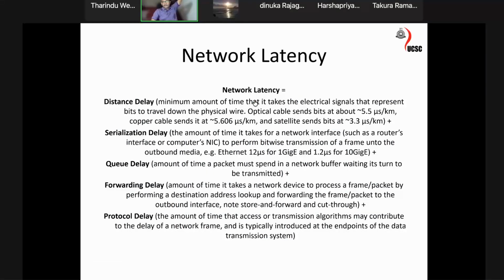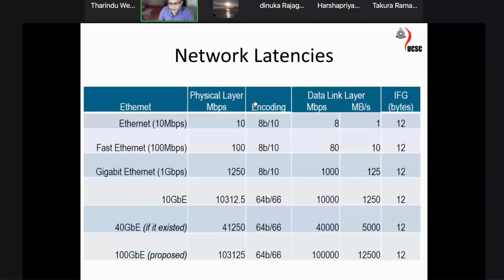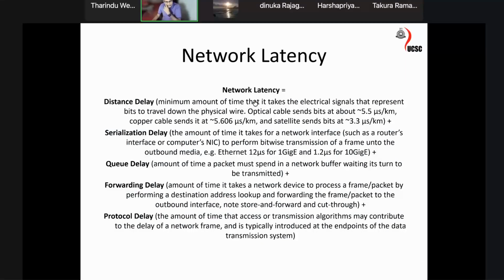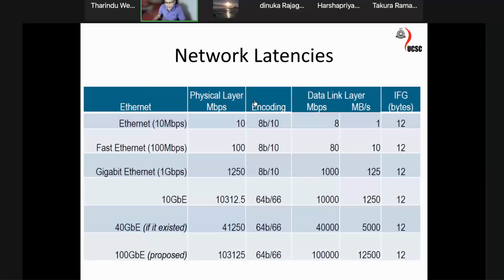Okay, let's go on to discuss the details of the serialization delay. I just wanted to share this particular slide to compare the different bandwidths. I told you that by increasing the bandwidth, serialization delay can be reduced due to parallelization in the physical layer. For example, you can see the physical layer bandwidth, the data link layer bandwidth, and the encoding methods displayed on this.